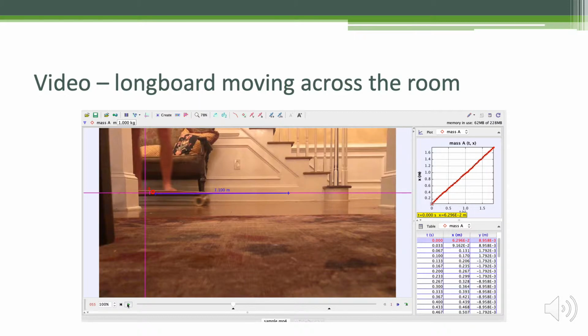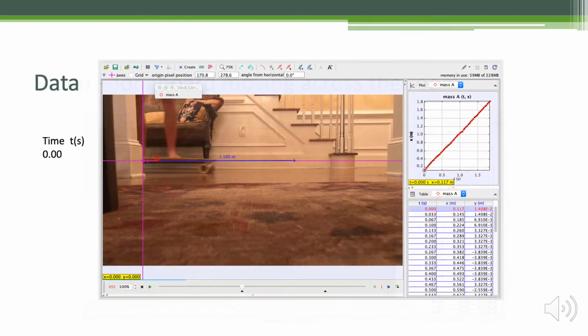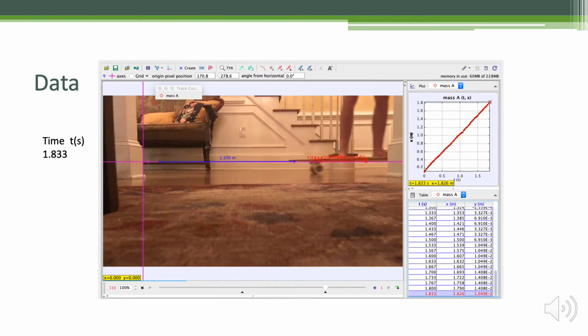You can also see the axes as it is set up as the longboard is moving in the positive X direction. Here is the initial position of the longboard at 0 seconds. This is the longboard at the final position at time equals 1.833 seconds as the longboard has already moved across the screen.